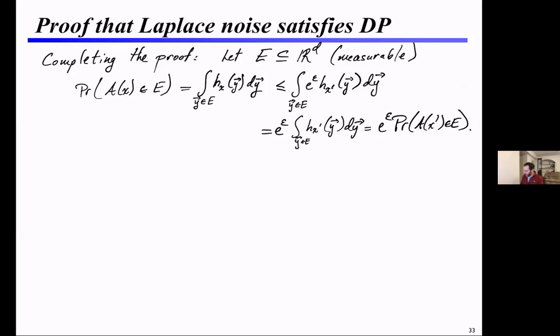This last part is very standard. Once we've established that the densities are close point for point, we can automatically conclude that they're close for all sets E. So that proves the statement that we're trying to prove.